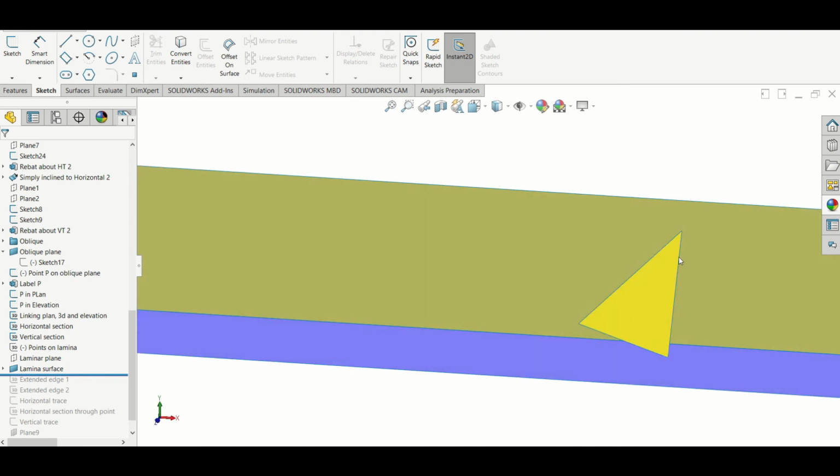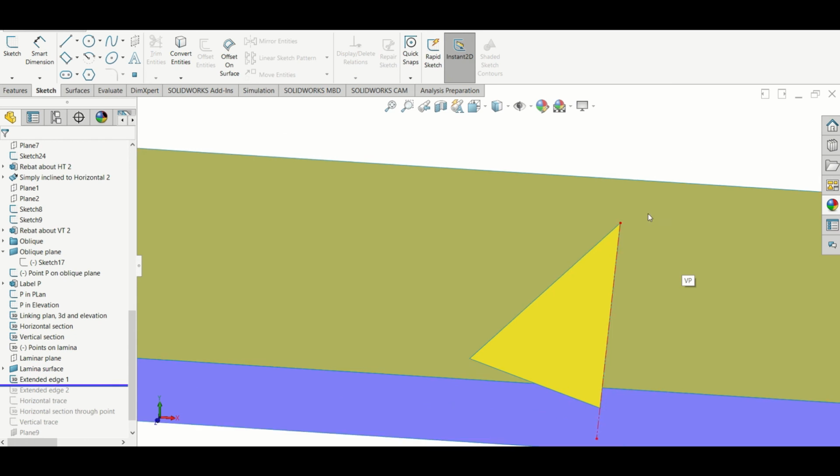We're going to extend the edges of the lamina right down to hit the ground. And I'm going to extend the second edge of the lamina right down to hit the ground. So this is what it looks like. You take any one edge from a point to a point, and you extend through to hit the ground.